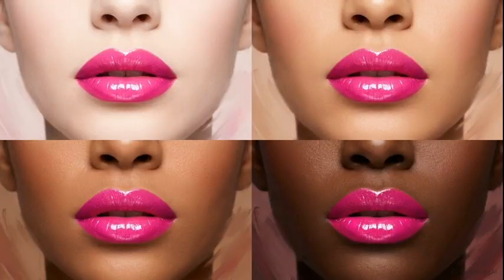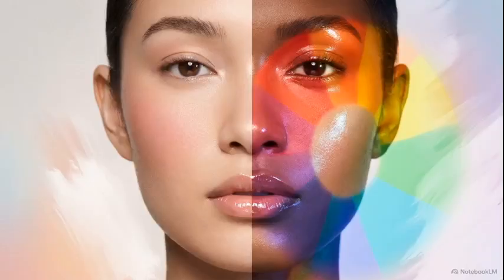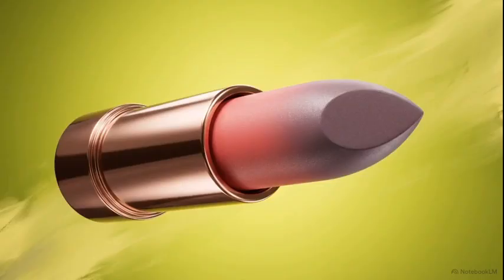lip melanin. The final color you see in the mirror is the result of an equation combining optical physics, anatomical biology, and product chemistry. To find a match, first check your skin undertone against the color wheel to predict how a product will optically shift once it's on your face.